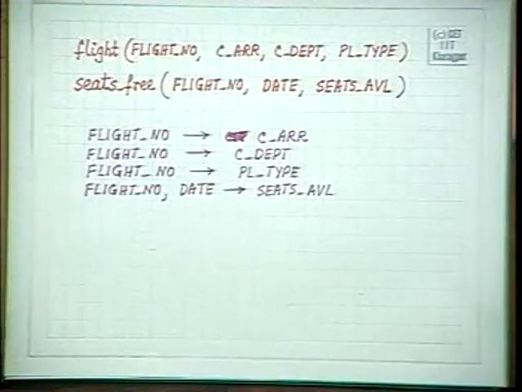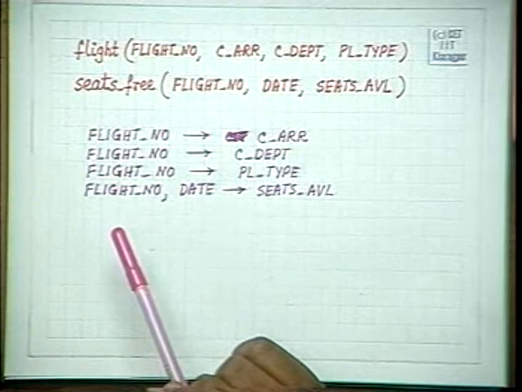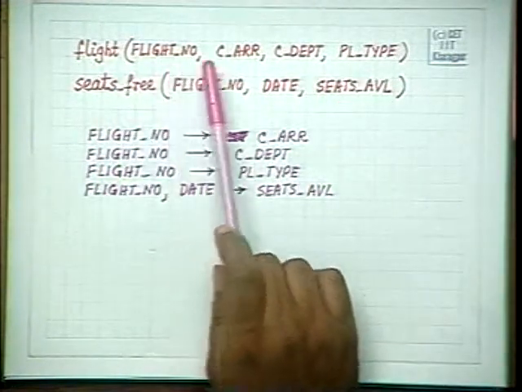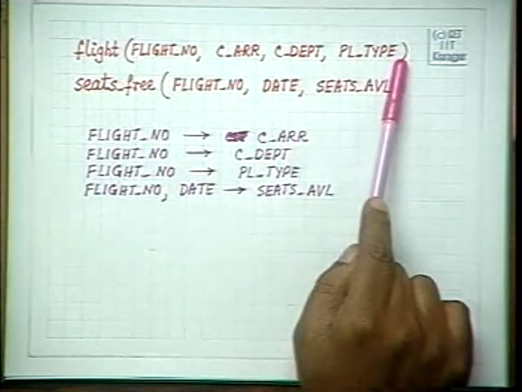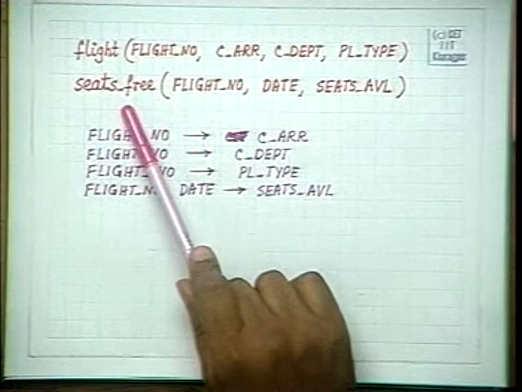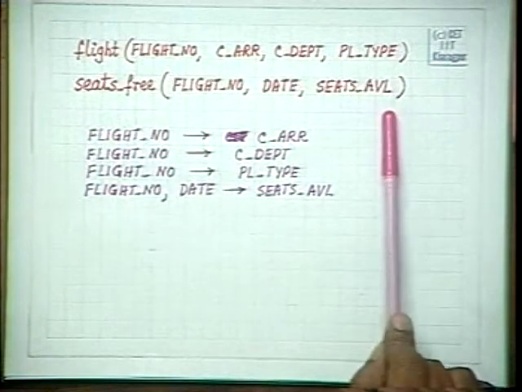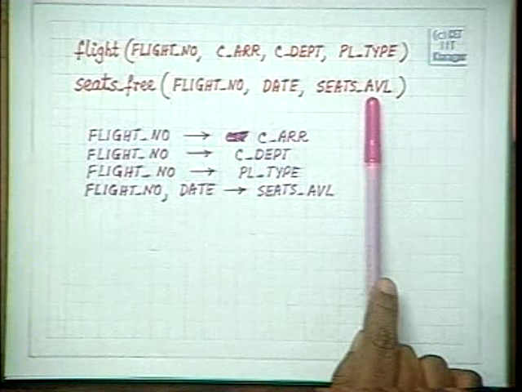We will see some quick examples. Let us see two examples in an airline database. These are the set of flights: flight number, city of arrival, city of departure, type of plane. This is not the seats free. Let us say this is the number of seats free. That is flight number, date, and the number of seats available.